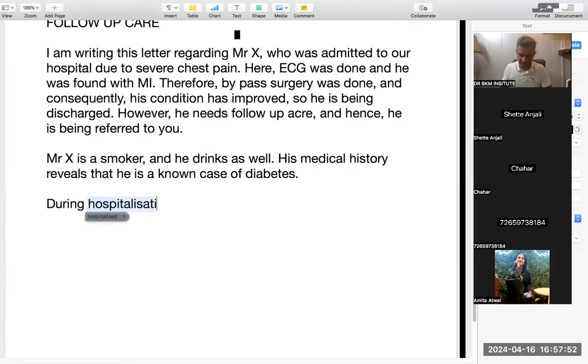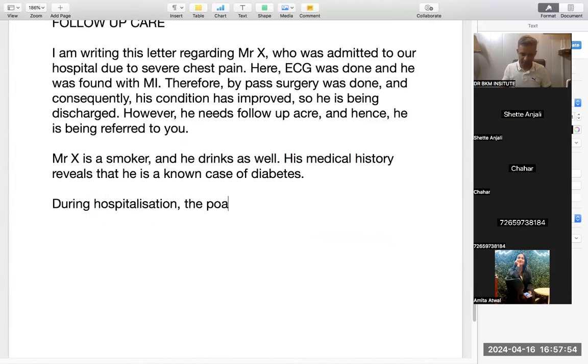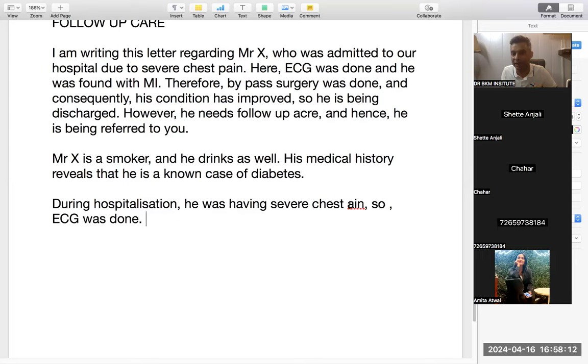During hospitalization, the patient or he, otherwise you keep on using he, suffered. During hospitalization, he was having severe chest pain. So ECG was done. Now the story will repeat, but don't repeat it too much. So only write a few points, that ECG was done.